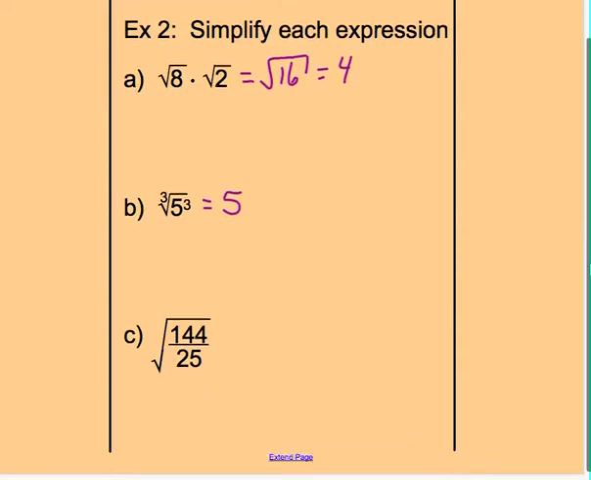Last one on this page, we have two perfect squares under one radical. Square root of 144 is 12. Square root of 25 is 5.